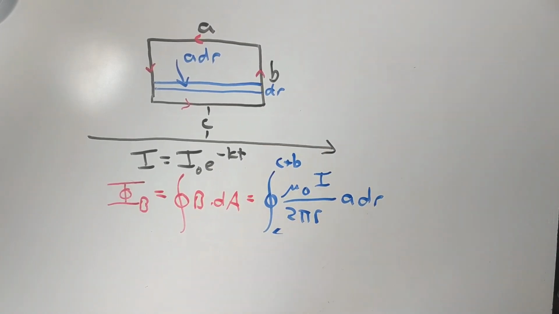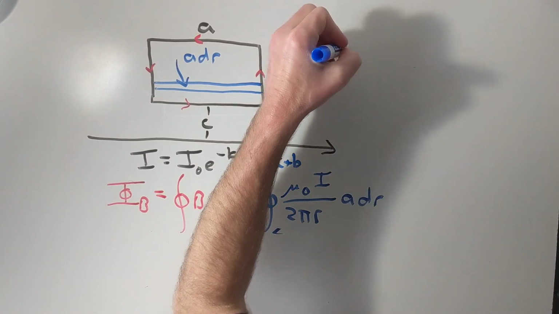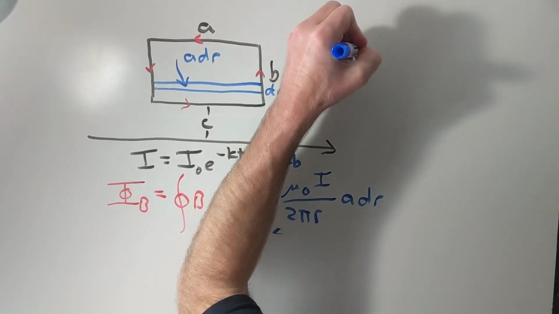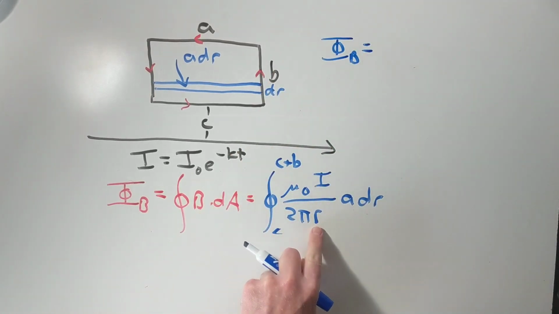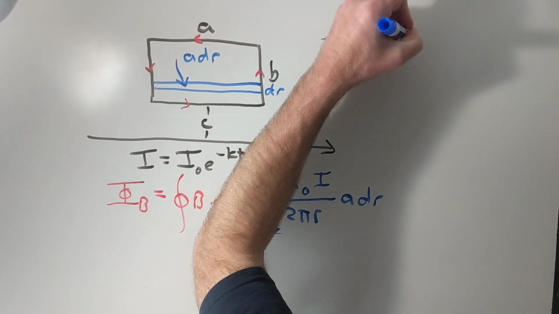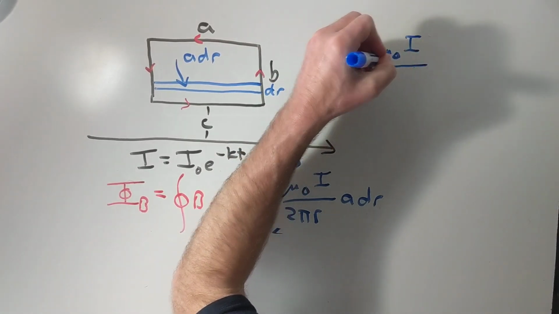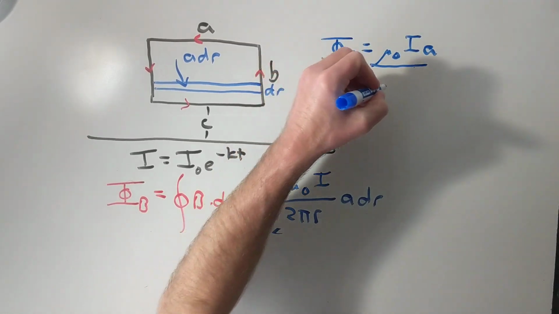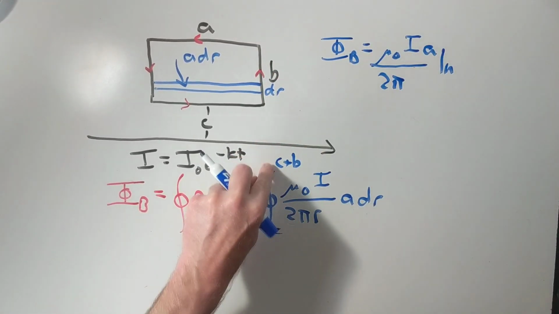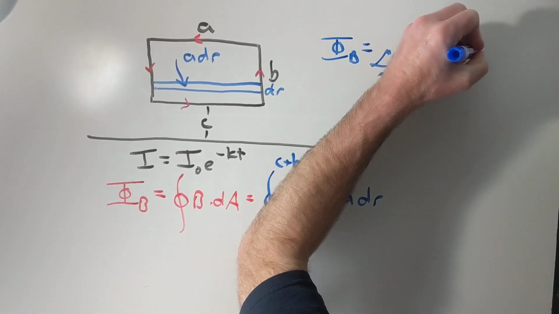So what we see here is that the flux in this case will turn out to be dr over r. When we integrate that, it becomes a natural log. So we'll get mu naught I A over 2 pi, times the natural log of C plus B over C.